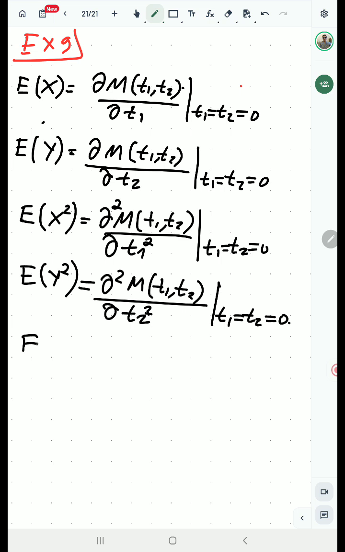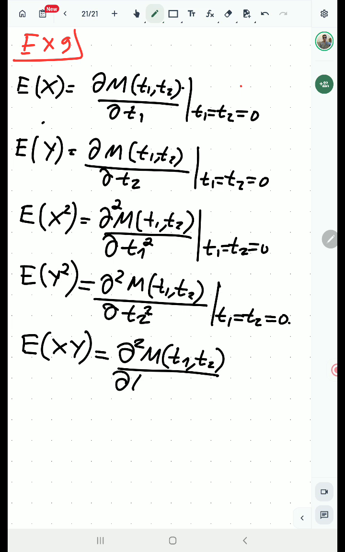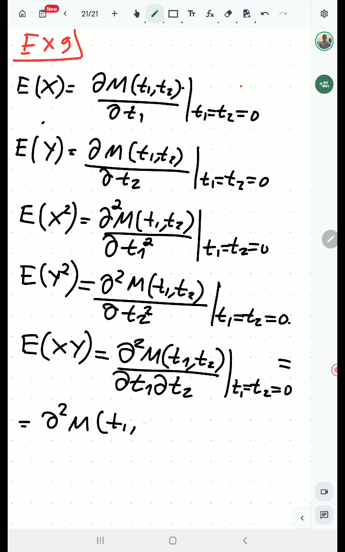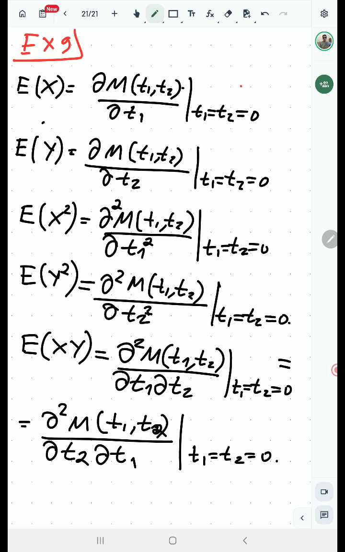Okay. Now, what about this multiplication? What if you want to find the expectation of this product? In that case, you're going to take the derivative of the joint moment generating function with respect to t1, then with respect to t2, and then set t1 equal to 0 and t2 equal to 0. Obviously, this is the same thing as taking the second derivative, but changing the order of this procedure. So first, if you prefer, you can take the derivative with respect to t2, and then with respect to t1. According to Young's theorem, it should be equal. Okay, so this is how you proceed.